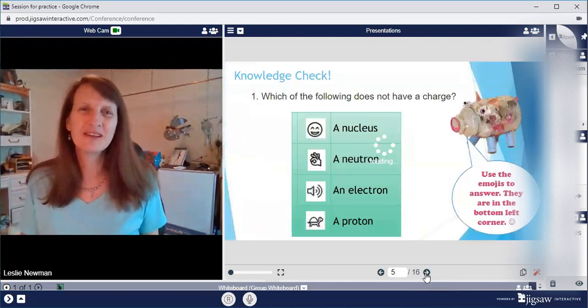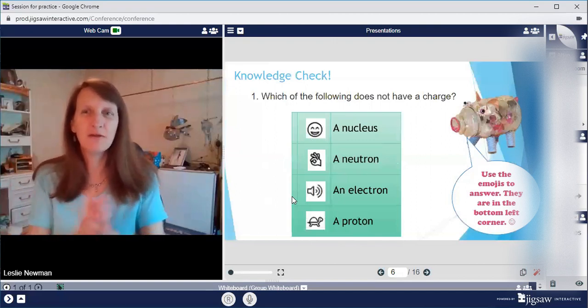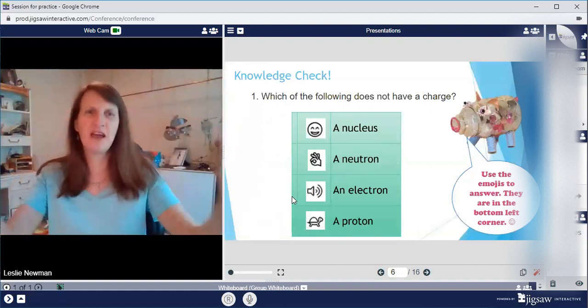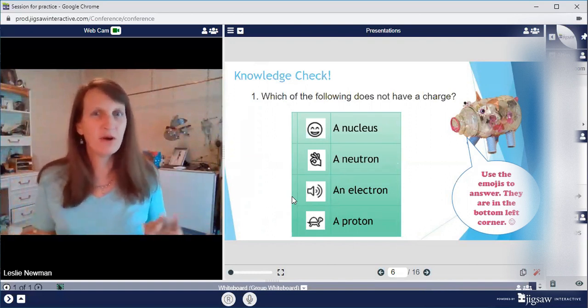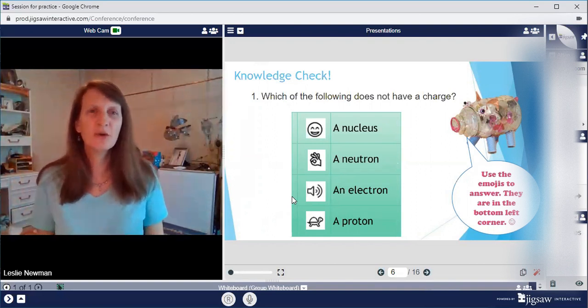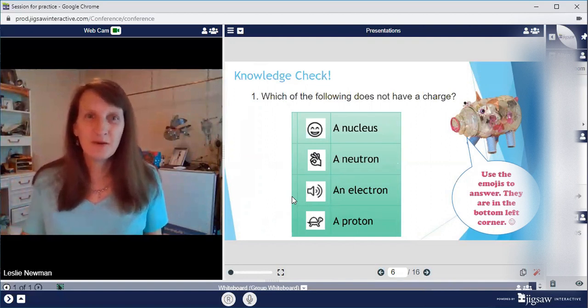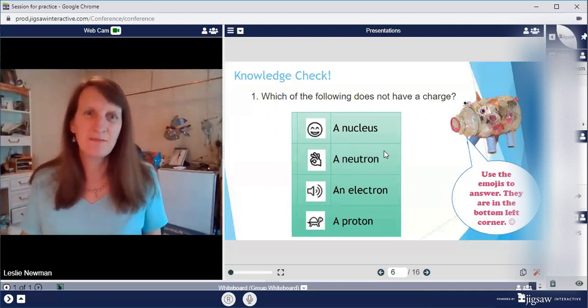All right, I'll scoot through the slides that don't really pertain to us because it's a recording. But here we go, knowledge check of what knowledge you obtained yesterday or remembered. So if you need longer, you can pause this. I'll give you a sec to think about which of the following does not have a charge. And pause it if you need more time. The correct answer is a neutron does not have a charge.